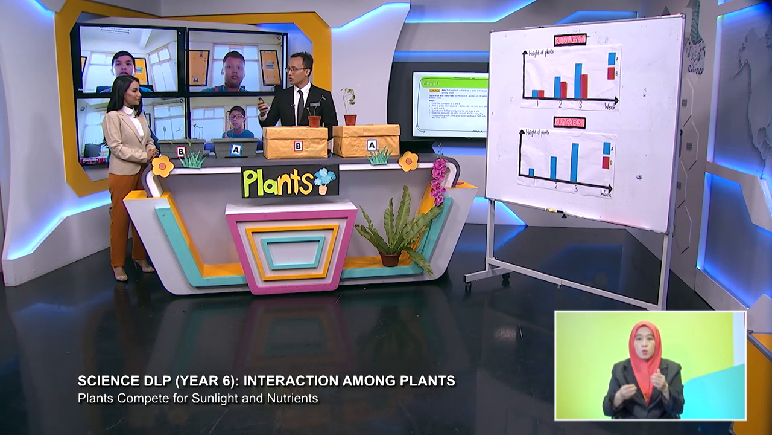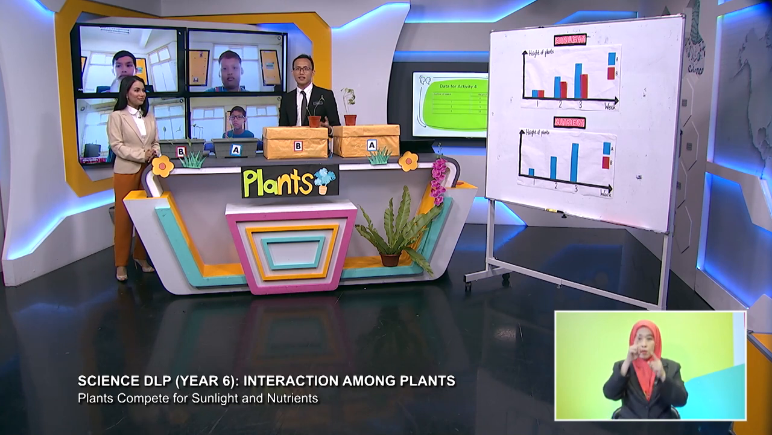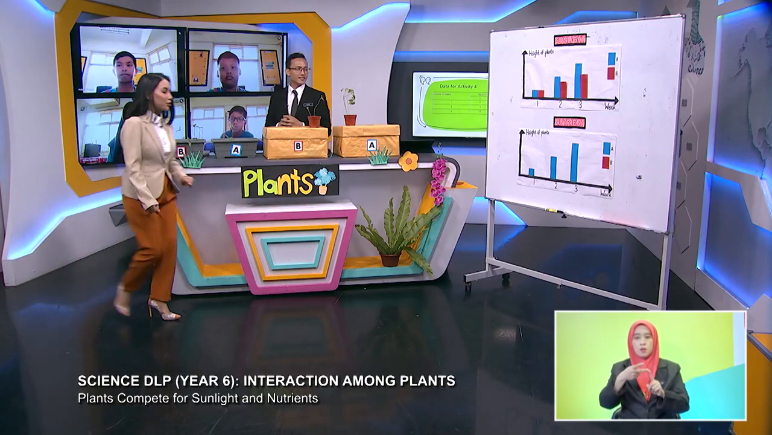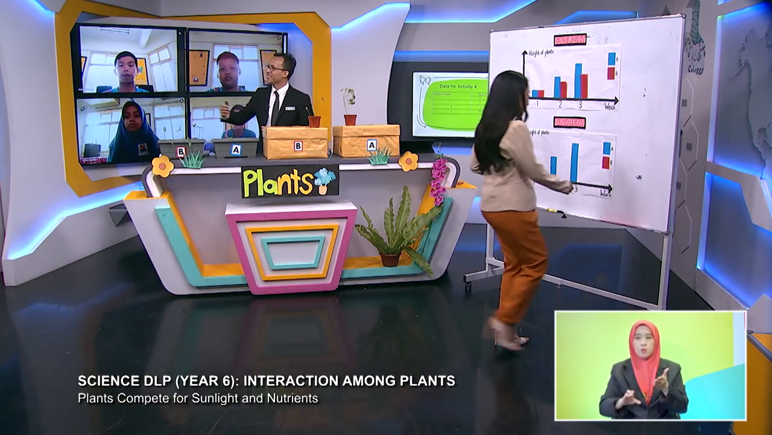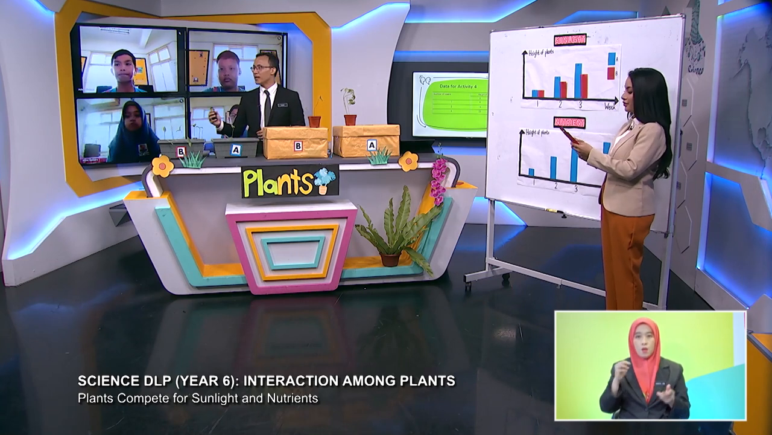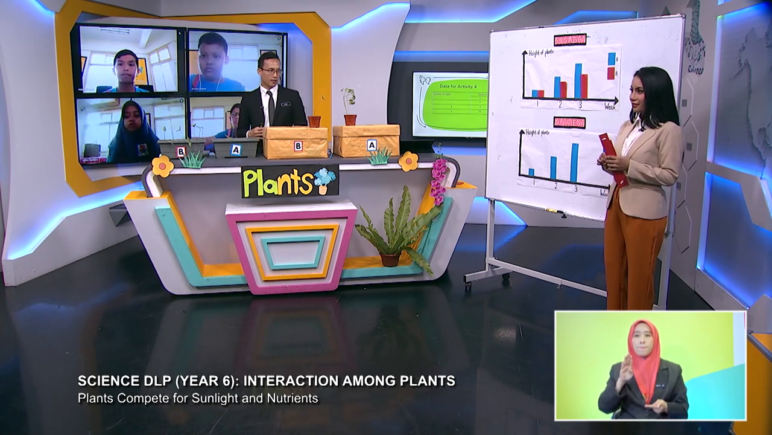Before that, let us look at the data first. So this is the data for activity 4. I've already plotted it on the bar chart, as well as in the table. I transferred the data from the table to the bar chart. So, Shafika, could you help me with this? Let's plot the data for pot B. But before that, let me read out the readings for pot A that I've already placed.